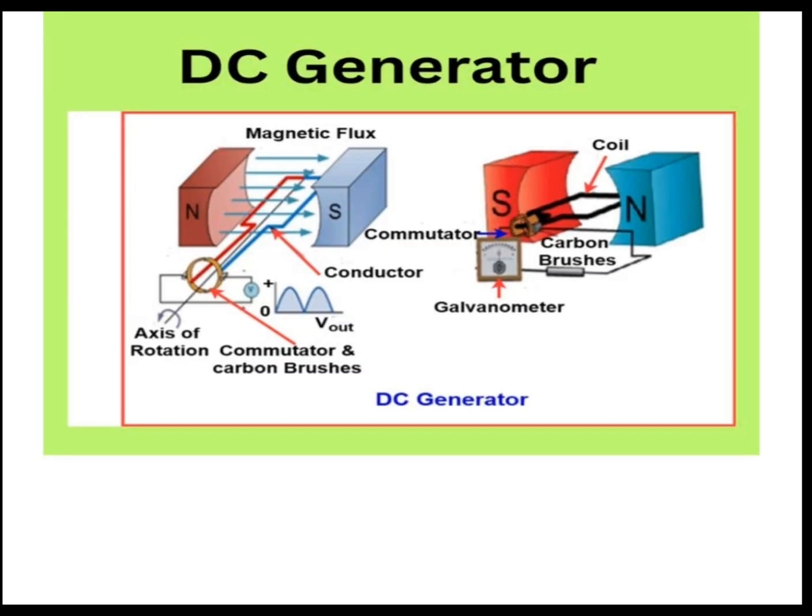Difference between DC motor and DC generator. The main difference between the two machines is the direction of energy conversion. A DC motor converts electrical energy into mechanical energy, working based on the force used to produce motion. A DC generator converts mechanical energy into electrical energy, working based on induction used to produce electricity.